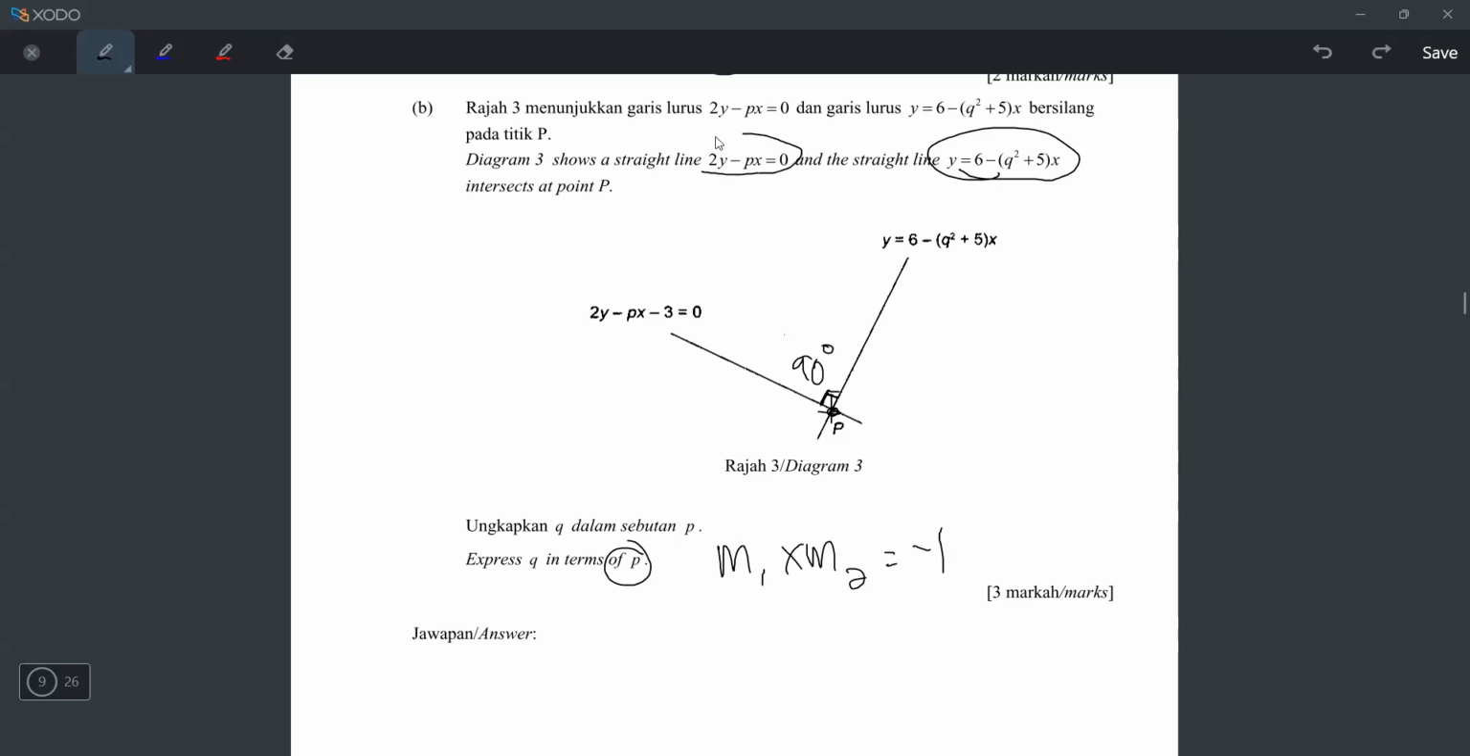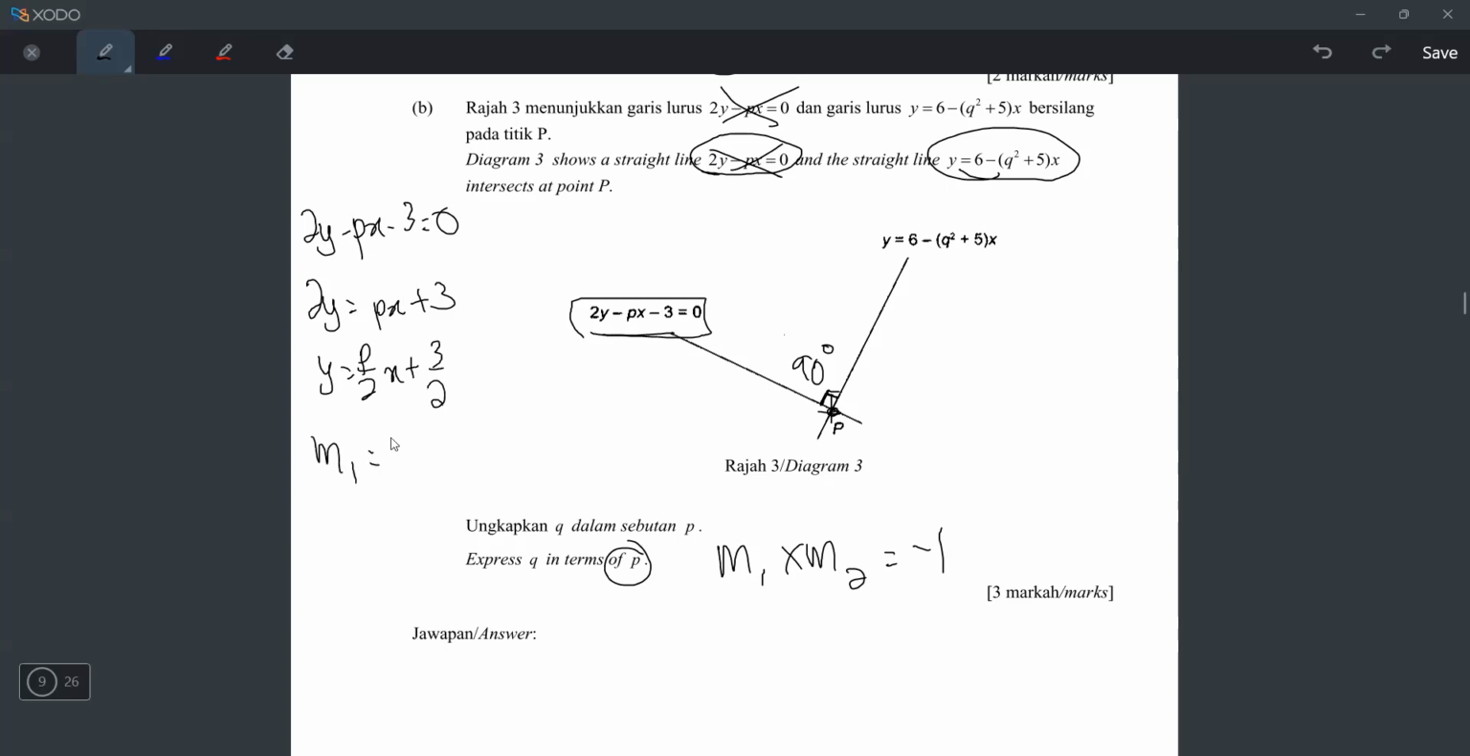But do I follow this or do I follow this? I think this one. So we don't follow this one, because this one is different. This one is 2y minus px equals 0, but this one has -3. So I think you should follow this one. How to find the gradient of this line? 2y minus px minus 3 equals 0. You can try to change that to linear form. Linear form means y equals mx plus c. So make the y single: minus px becomes plus, minus 3 becomes plus 3, y equals p over 2 x plus 3 over 2. Finally, I get my gradient.